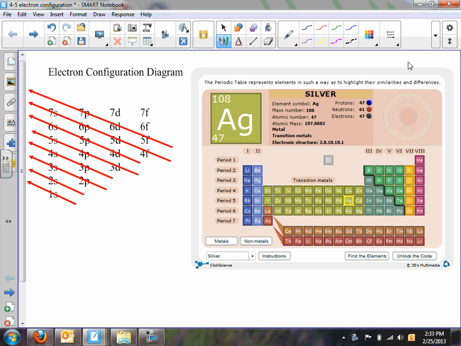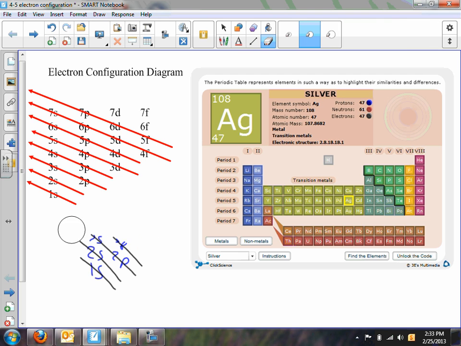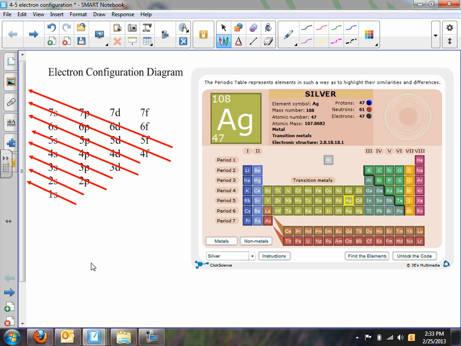So when you get your paper, what I would suggest is write 1s and then 2s, 2p, 3s, 3p, 3d, and continue on. And notice, if you go at angles, diagonals, this will give you the lowest energy orbitals available. So I've got one done for you. And if you follow the red lines, you'll notice the 1s orbital is the lowest.